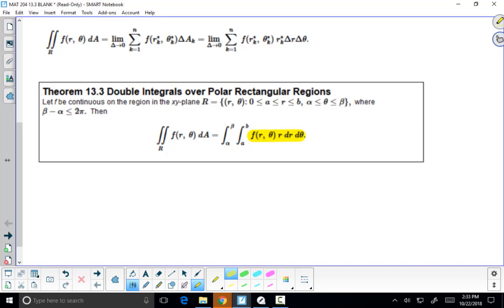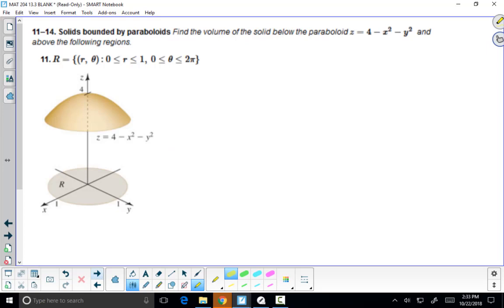So r dr d theta. Let's do one. R dr d theta. R dr d theta. Don't forget. We're all going to remember that. I know, it's impossible to forget. R dr d theta. So anytime your domain is a circle or a disk, boom, polar is probably going to be the way to go.